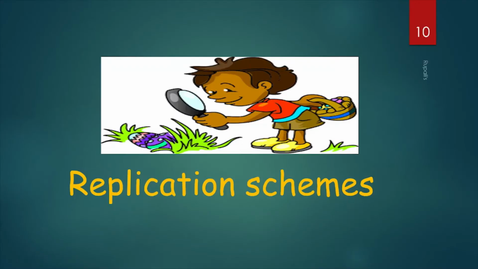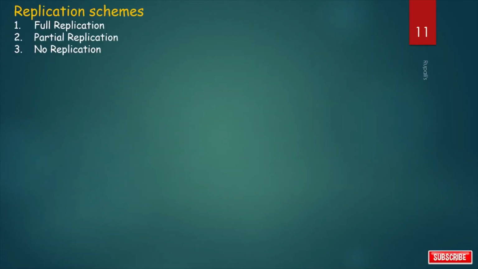Our next topic is replication schemes. There are three types of replication: one is full replication, second is partial replication, and third is no replication. We will learn each and every replication in detail.